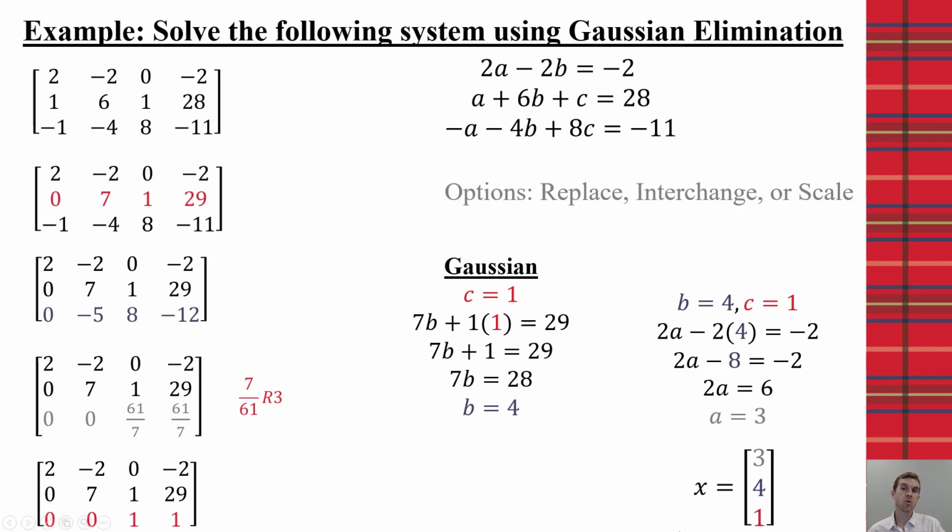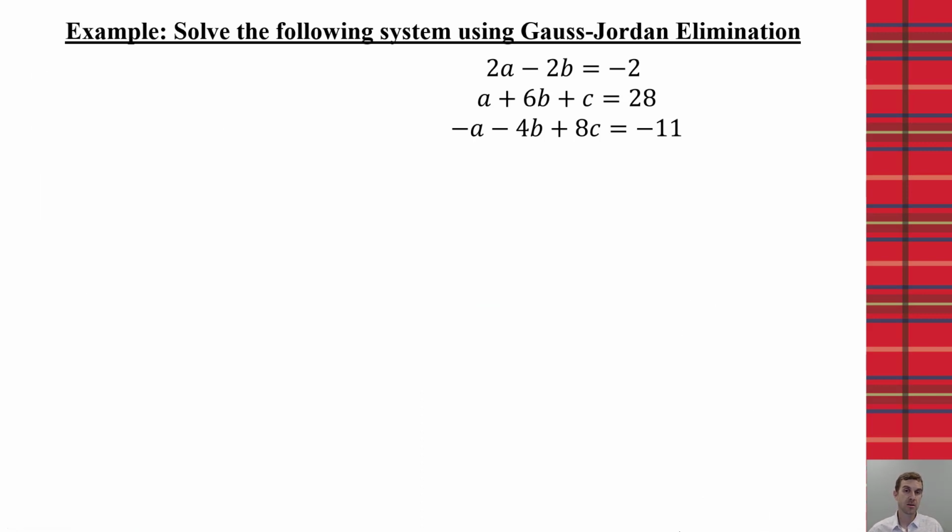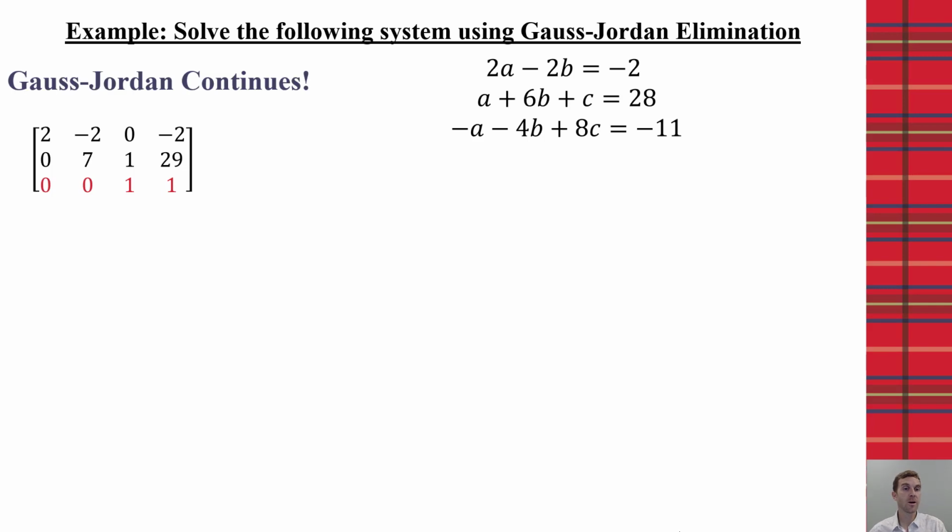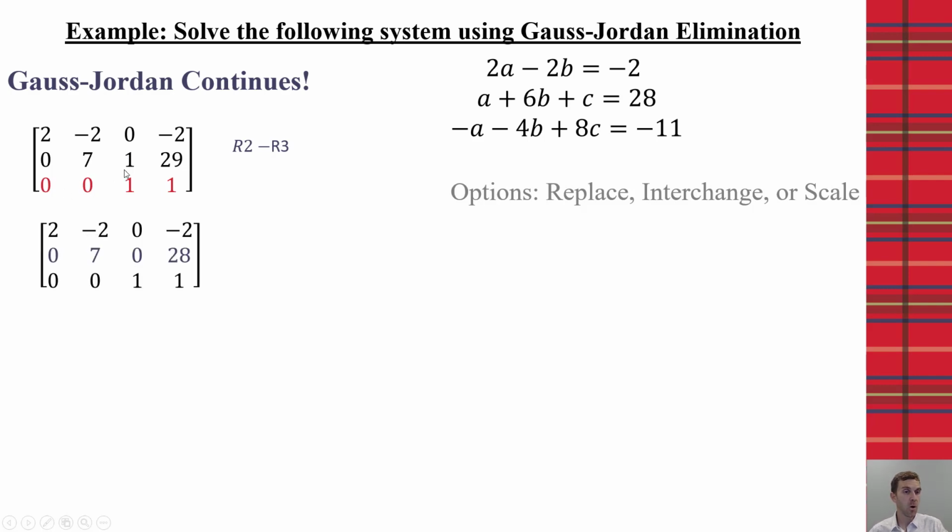Now say I want to keep going with the Gauss-Jordan elimination. I pick up with that last matrix and continue to put this into reduced row echelon form. Again, I have replacement, interchanging, and scaling. The first thing I'm going to do is remove this 1 right here by subtracting row 3 from row 2. When I do that, 7 minus 0 is still 7, 1 minus 0 becomes 0, and 29 minus 1 becomes 28.